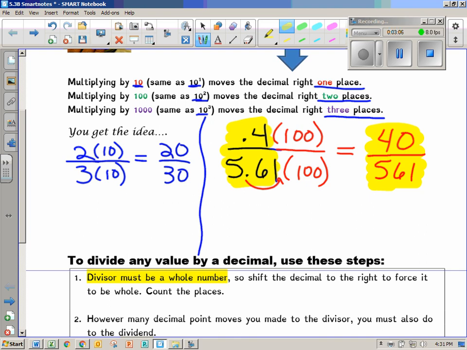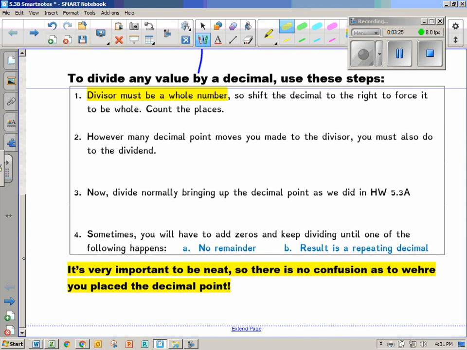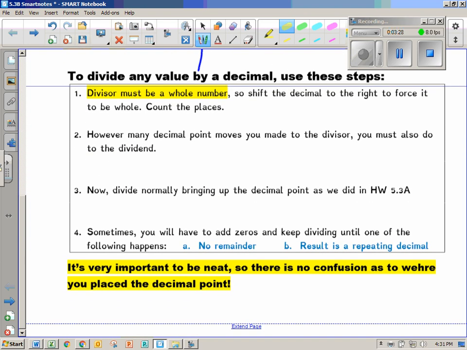So we're going to be changing our division problem of ugly decimals into one where the divisor is going to be a whole number. But I wanted you to see why it's okay, why it works. So I've written a list of the steps right here, which we'll walk through briefly. The key is this very first step. The divisor has got to be a whole number. So we're going to shift it to force it to be whole. But if it changes, then the dividend has to change also.